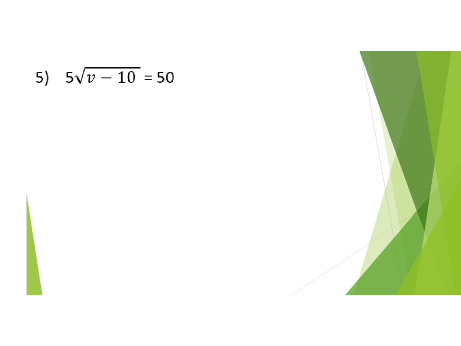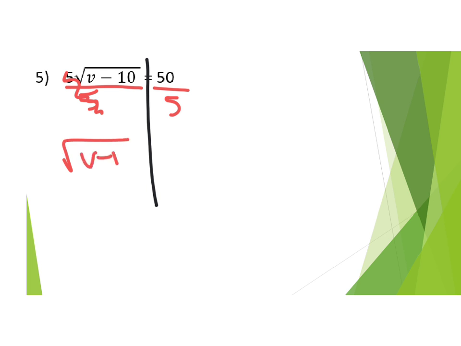So example 5, we have 5 times the square root of b minus 10 equals 50. So once again, we have to get the radical part by itself. Now notice this time the 5 is right beside the square root, which means you're multiplying. So the opposite of multiplying by 5 is dividing by 5. That way these 5's cancel out, and you're left with the square root of b minus 10, and then 50 divided by 5 is also 10.